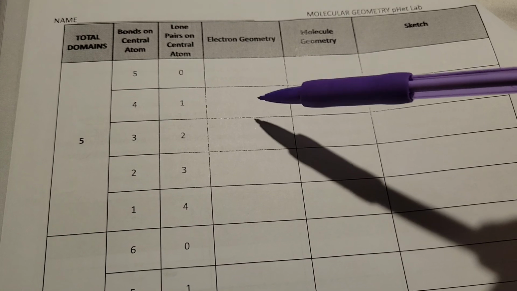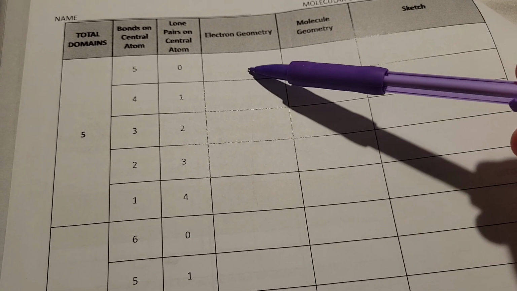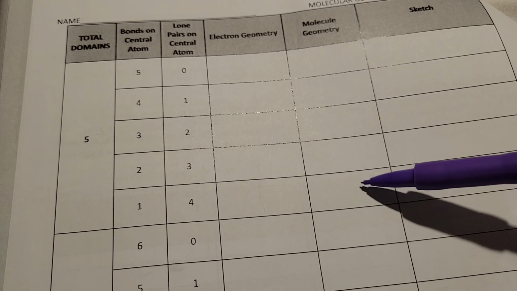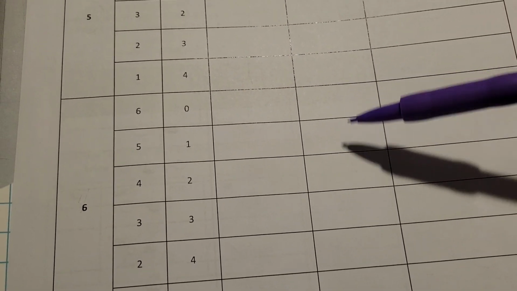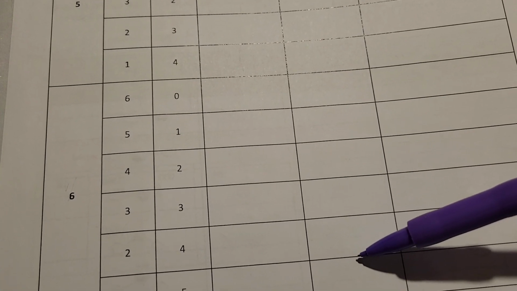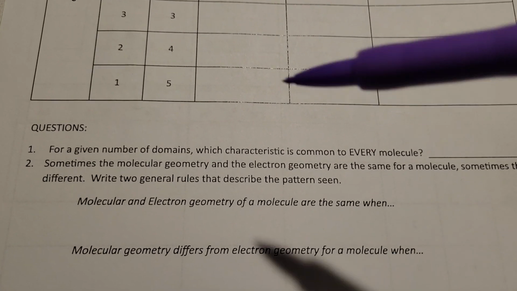But you should expect to see the same thing: that the electron geometry shape will be the same for all of the 5s, but the molecule will be different. And the electron geometry will be the same for all the 6s, but the molecule will be different. Okay, so you're going to work through 4, 5, and 6 for those. And then you're going to go ahead and try to answer some of the questions.